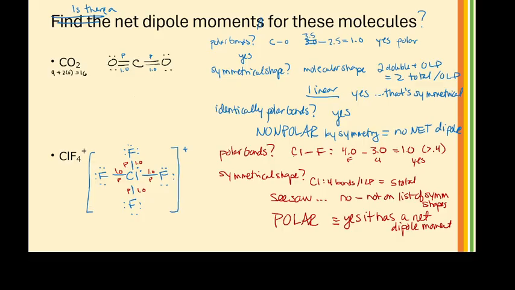Again, once I get to a no answer, pretty much the process ends. I want to use that flow chart to determine that. But because it's not symmetrical, even though I have identically polar bonds, they are not able to cancel each other out due to not being in a symmetrical shape. And there you have it.